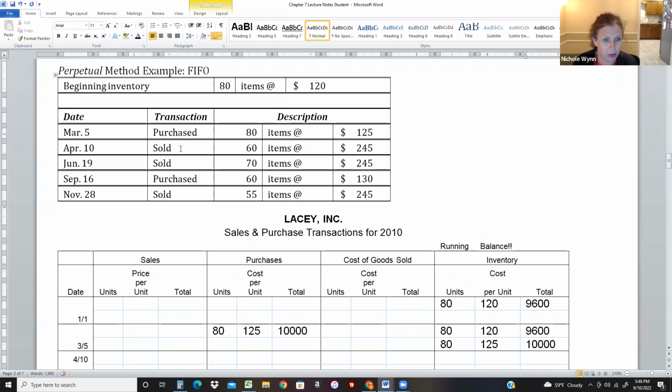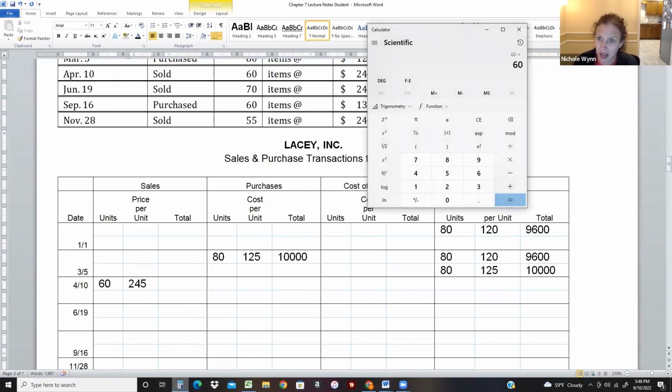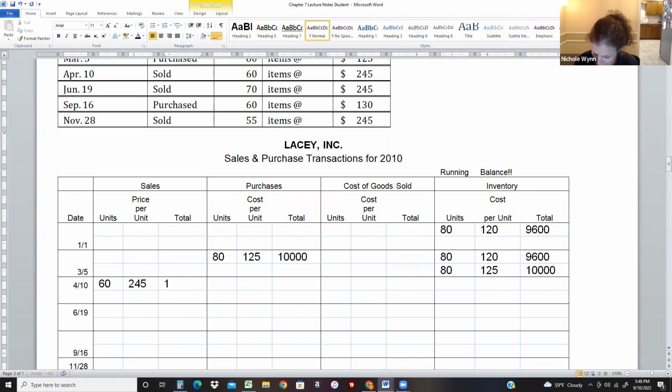So April 10th rolls around and we're going to sell 60 units. When you sell units, you're going to put it in the sales column. 60 units at 245. That's what you charge the customer. Obviously, we want to make money. That's why we're in business. So we are going to sell 60 times $245 each. So the customer is going to give us $14,700. I didn't buy any, so I'm going to skip this set of columns.